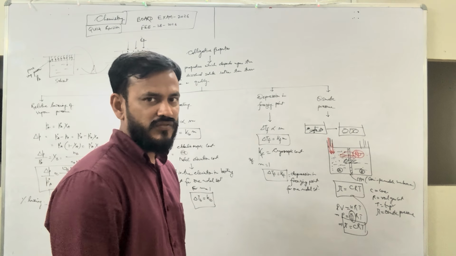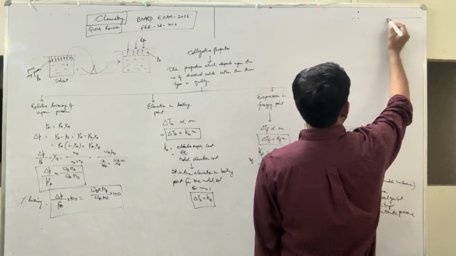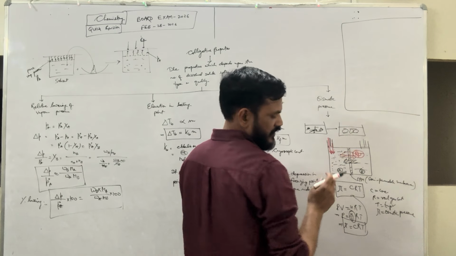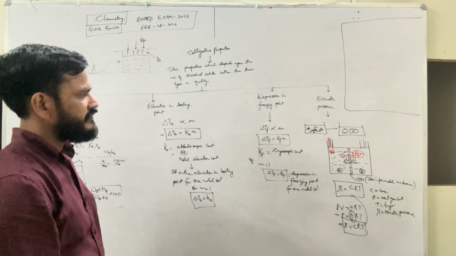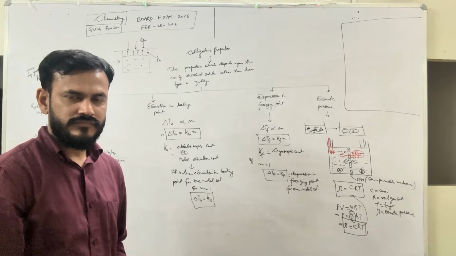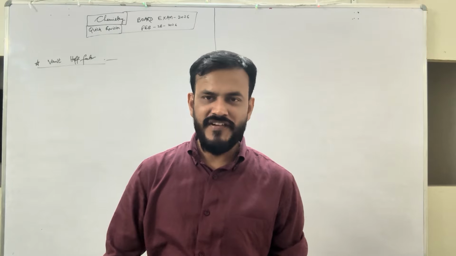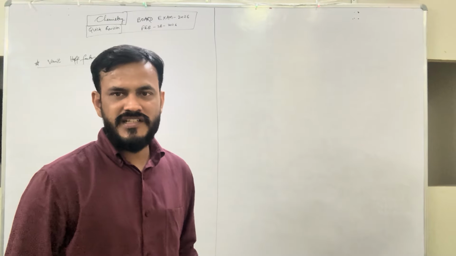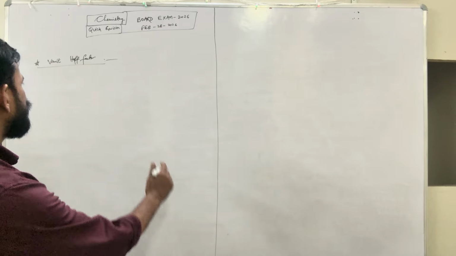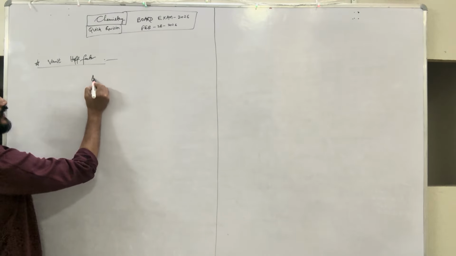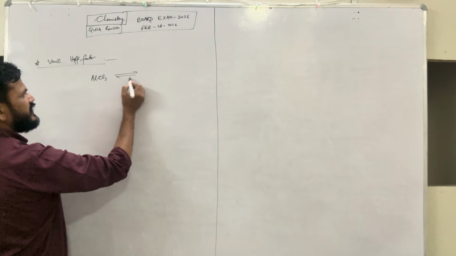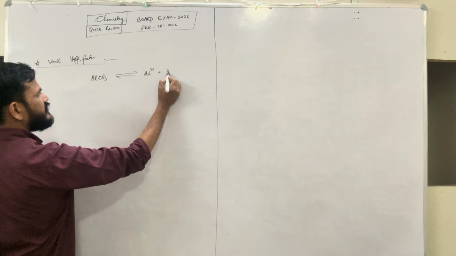The last topic which we have is Van't-Hoff factor. The next topic, which is extremely important, is Van't-Hoff factor. So what happens when the solution doesn't behave normally, when there is abnormal behavior? There are two kinds of abnormal behavior. One is when the solute gets associated, and in the other case when it gets dissociated. Suppose one has a solute like AlCl3, it will dissociate as Al3+ plus 3Cl-.